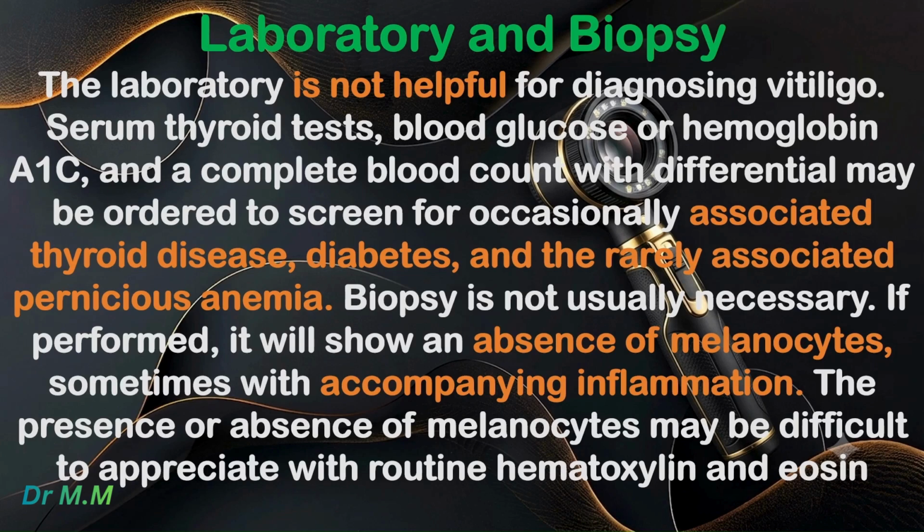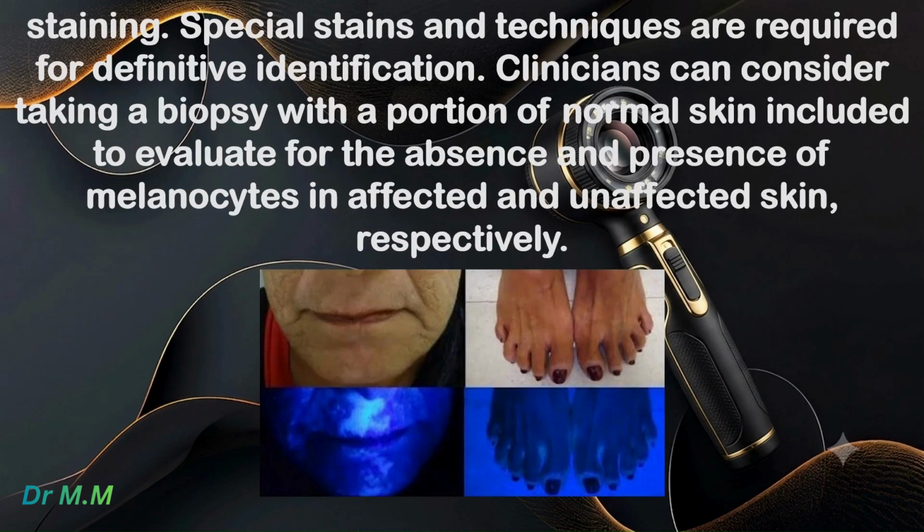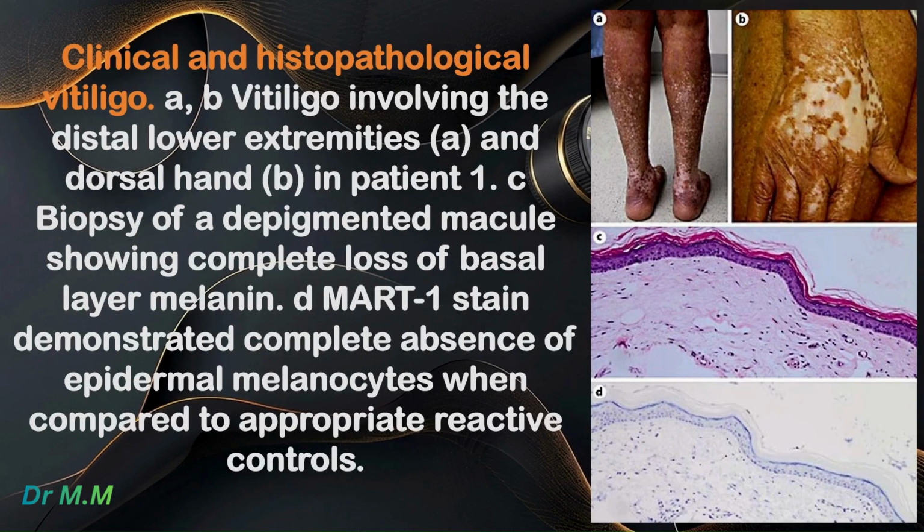The presence or absence of melanocytes may be difficult to appreciate with routine hematoxylin and eosin staining. Special stains and techniques are required for definitive identification. Clinicians can consider taking a biopsy with a portion of normal skin included to evaluate for the absence and presence of melanocytes in affected and unaffected skin, respectively. Clinical and histopathological vitiligo. A, B: Vitiligo involving the distal lower extremities, A, and dorsal hand, B, in patient 1. C: Biopsy of a depigmented macule showing complete loss of basal layer melanin. D: Melan-A stain demonstrated complete absence of epidermal melanocytes when compared to appropriate reactive controls.